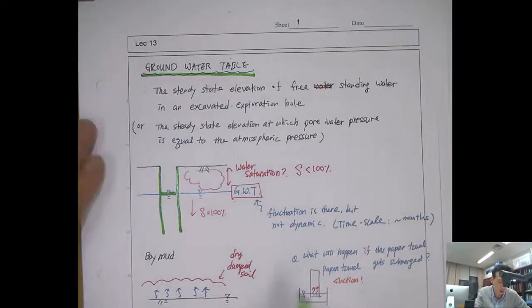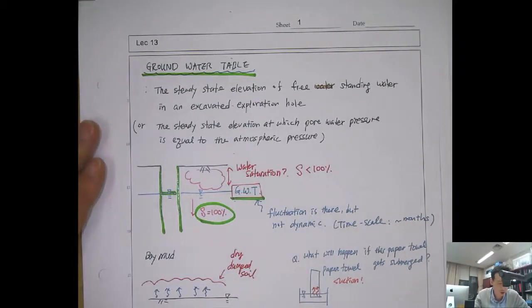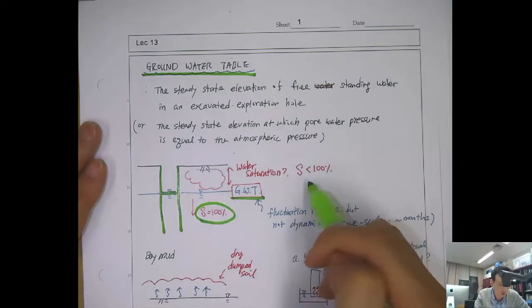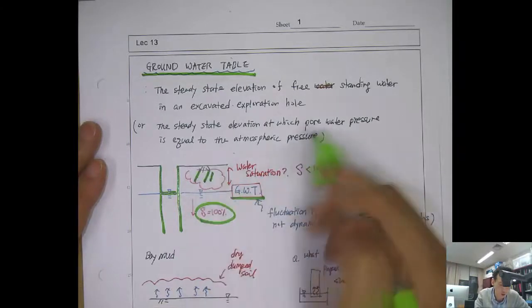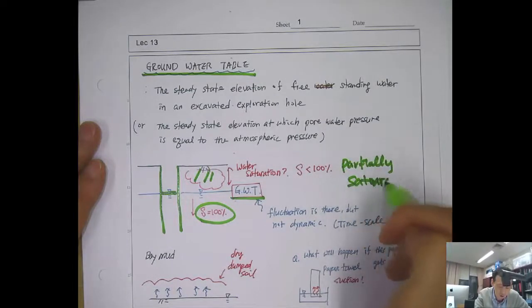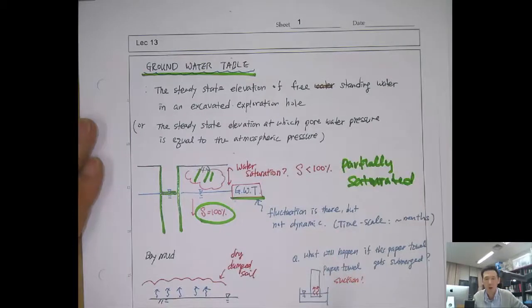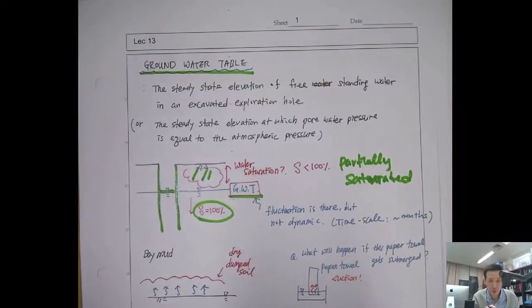Below this groundwater table, you can assume that the soil is 100% saturated, and above it, it will have a degree of saturation less than 100%. So it will be partially saturated, or unsaturated. And below the groundwater table, it's fully saturated. The location of the groundwater table is very important to determine the effective stress, or the stress in the soil, right? Because it will change the total density and the saturated density.